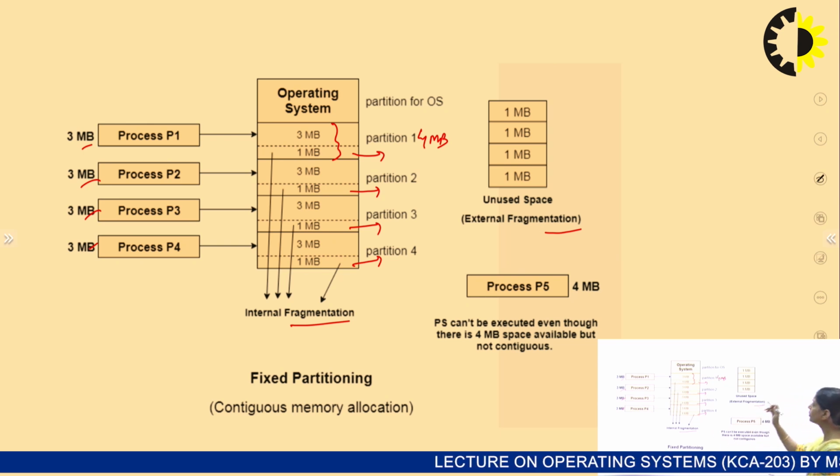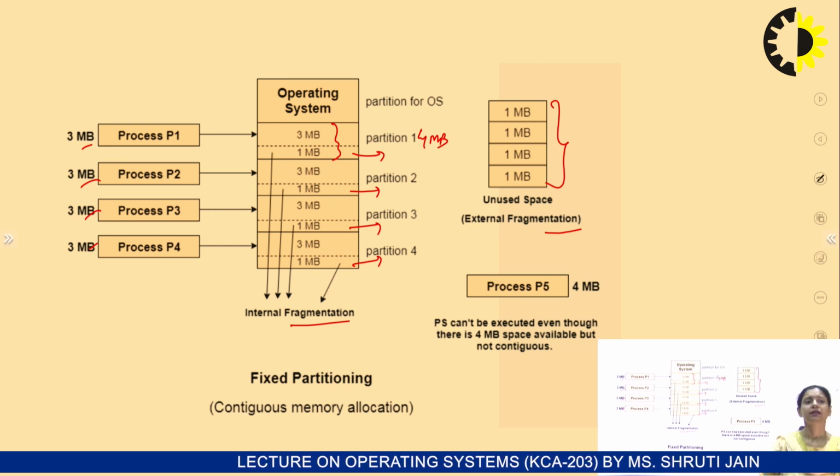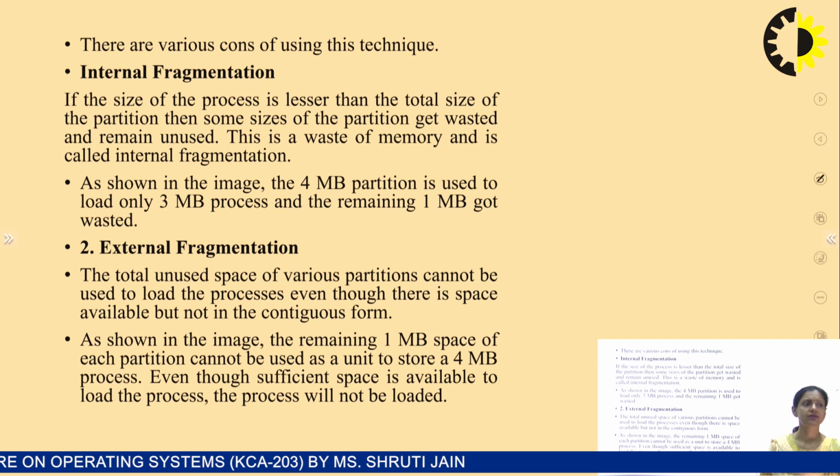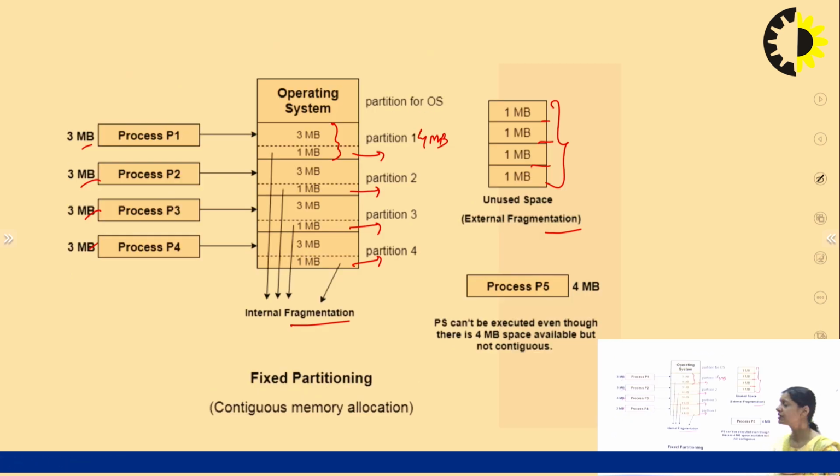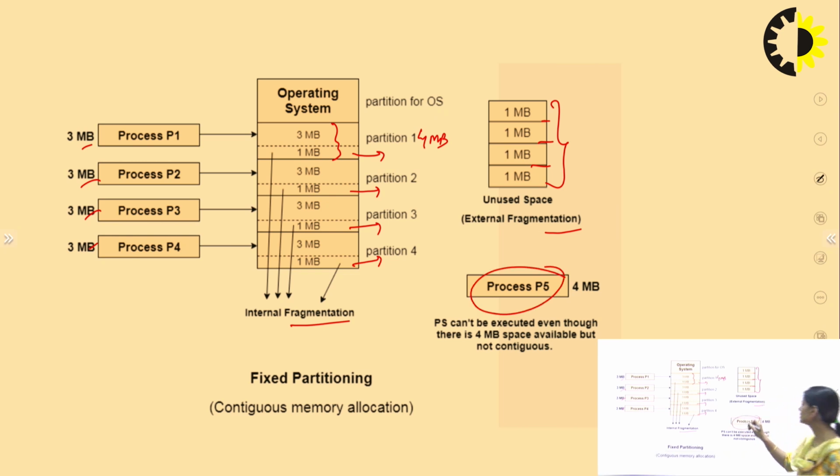Now these 1 MB spaces can be combined together into a block, but still we could not use this unused space because they are not in contiguous memory locations. The remaining 1 MB space of each partition cannot be used as a unit to store a 4 MB process. Even though we had sufficient total space available to load the process, the process will not be loaded. So here we have process 5 waiting for memory allocation, though we had 4 MB of free space, we cannot allocate that memory to process 5.